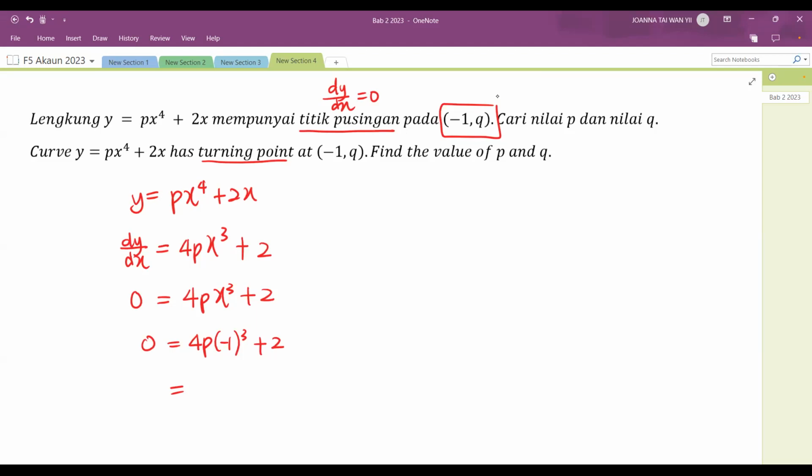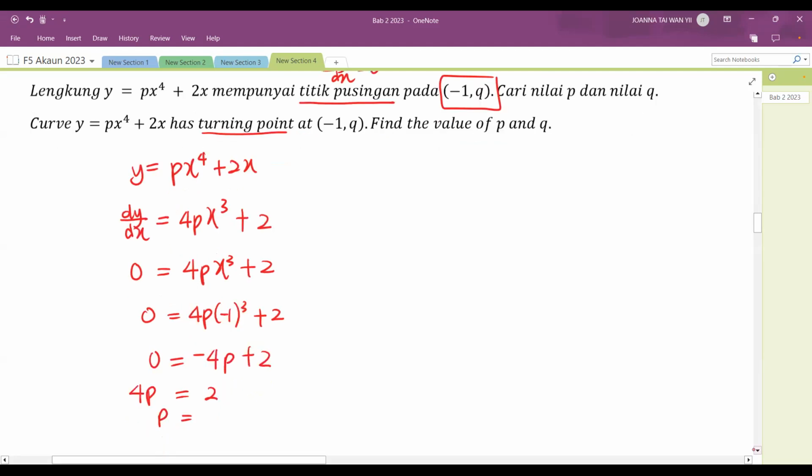Okay, kamu darab ini dengan ini dapat apa? Four times negative one cube is? Negative four, am I right? Negative empat sebab negative satu cube tu negative. So 4p negative, I move here positive lah. So p is 2 per 4. 2 per 4, so dapat apa? 1 per 2. So p is 1 per 2. Okay, masuk balik sini. Put it back here. p is 1 per 2, x power of 4, 2x.